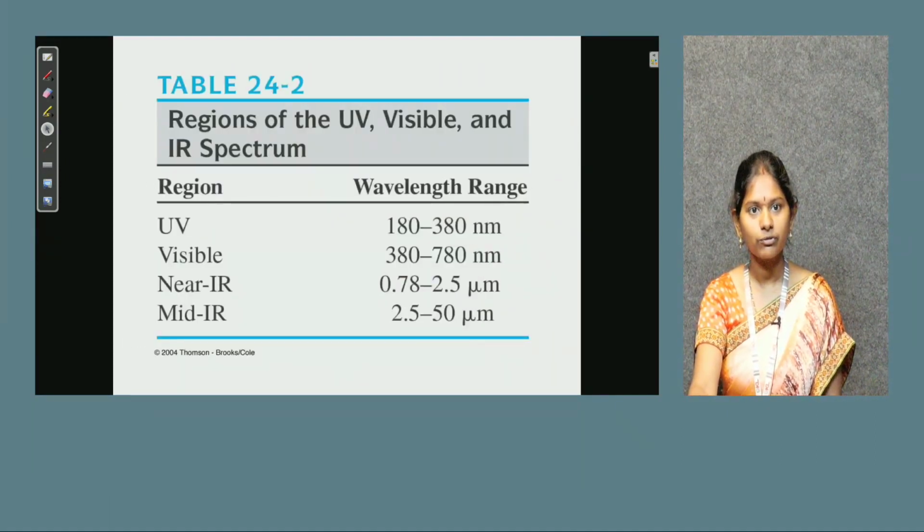So these are some of the wavelength ranges of some waves. UV waves, that is ultraviolet rays, range in wavelength from 180 to 380 nanometers, whereas visible light ranges from 380 to 780 nanometers, and as the wavelength increases it turns towards the infrared regions.